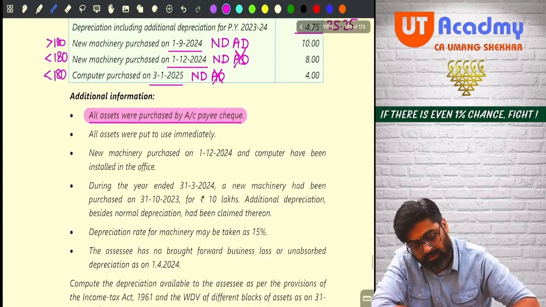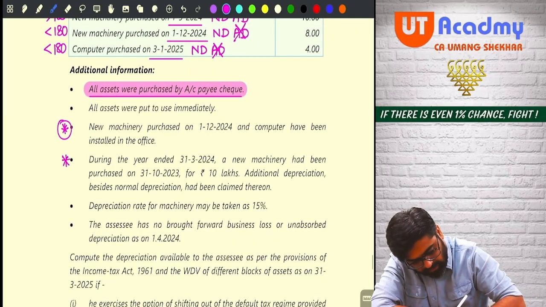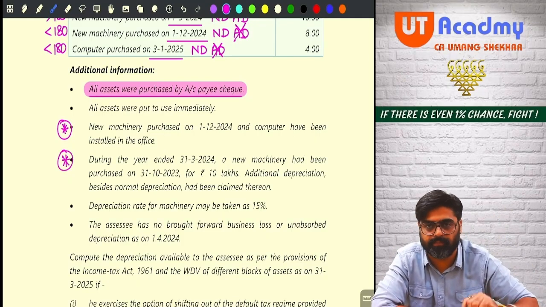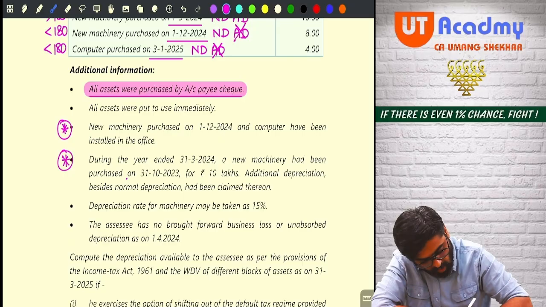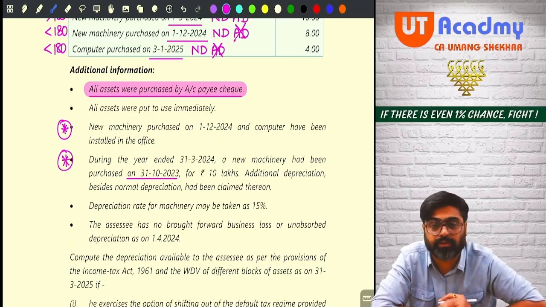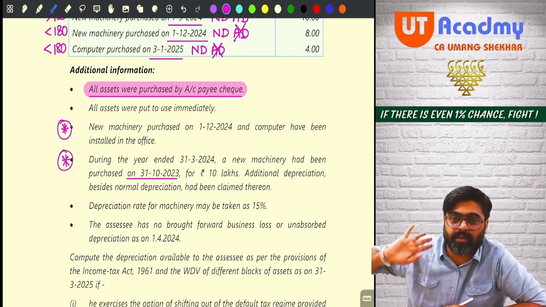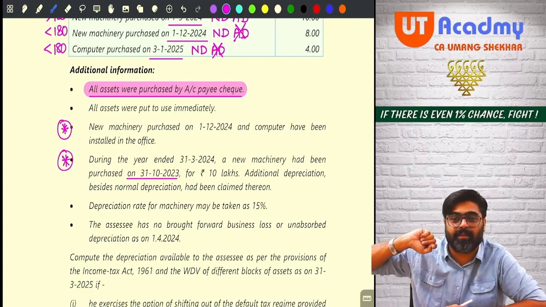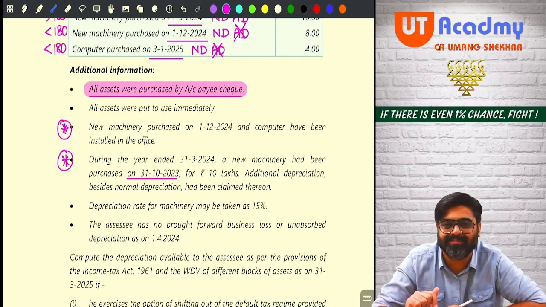But see, now this information becomes very important. This information is also important and this information is also important. During the year ended 31st March 2024, meaning last year, a new machinery had been purchased on 31st October 23, meaning that last year a machinery was purchased after my birthday. On that, last year you would have claimed additional depreciation, but only half was allowed. So on that, the other half will be allowed in this year, no?